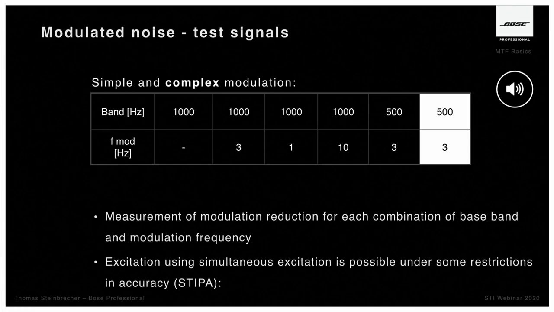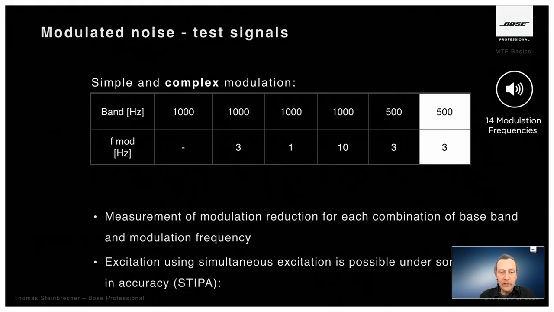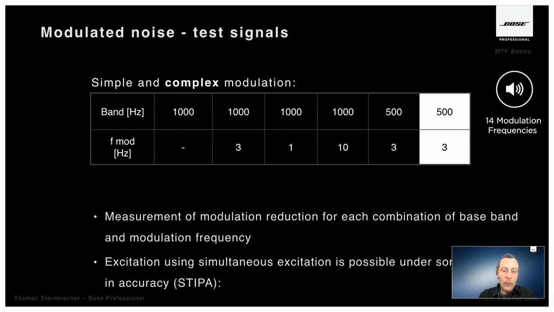Right, you can hear there's still the 500 hertz modulated noise, but combined with random signals in other bands. So, 7 octave bands from 125 to 8 kilohertz, 12 modulation frequencies from 1 to 12 hertz. That's quite a bunch of signals. It's 98 to be exact. So that takes quite a while if you want to take all of them in succession and excite your communication channel. There are other options to combine these signals and play them all at the same time. And that's what we call STIPA.